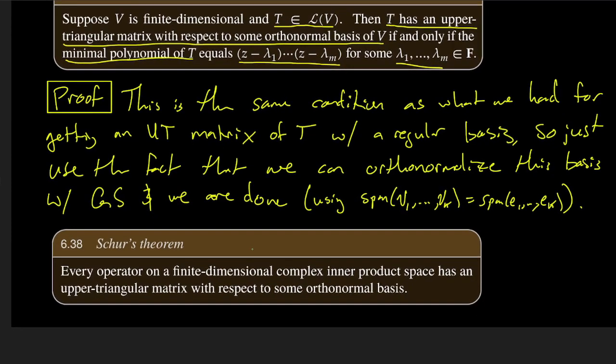It is kind of an obvious fact, just basically another way of saying the thing above it. It says that, hey, every operator on a finite dimensional complex inner product space has an upper triangular matrix with respect to some orthonormal basis. That is, over a complex vector space, the minimal polynomial of T is always of this form. So T always has an upper triangular matrix with respect to some orthonormal basis.